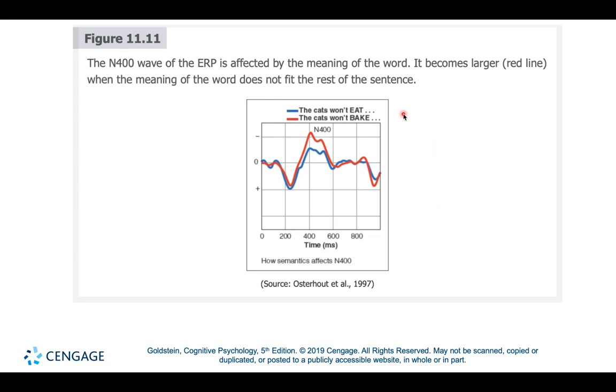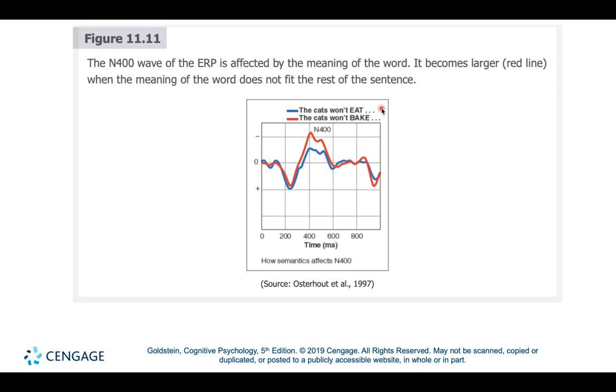So we can see that we have two sentences here. The cats won't eat, blah, blah, blah, or the cats won't bake, blah, blah, blah. The cats won't eat is going to be a meaningful sentence, right? The word eat fits in this sentence. This is fine. The cats won't eat when no one is home, right?